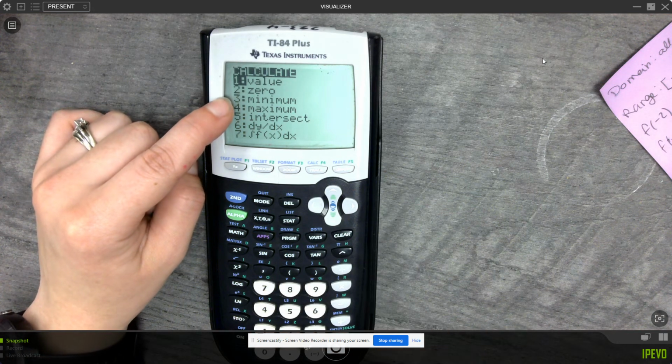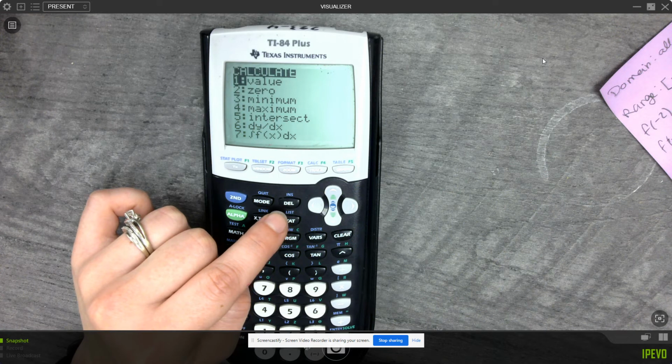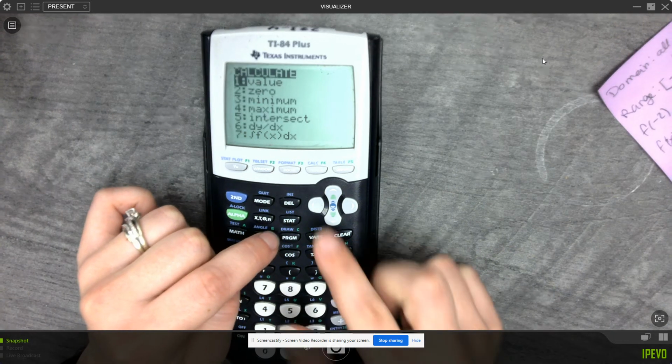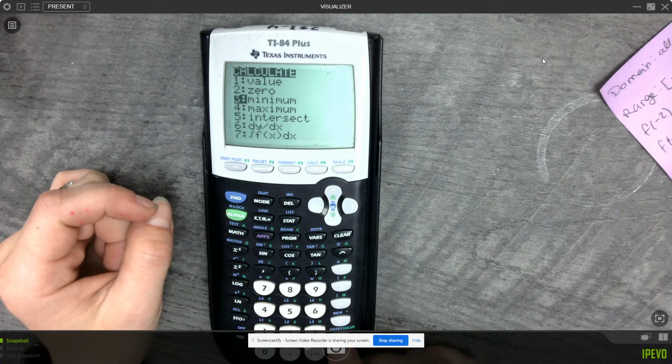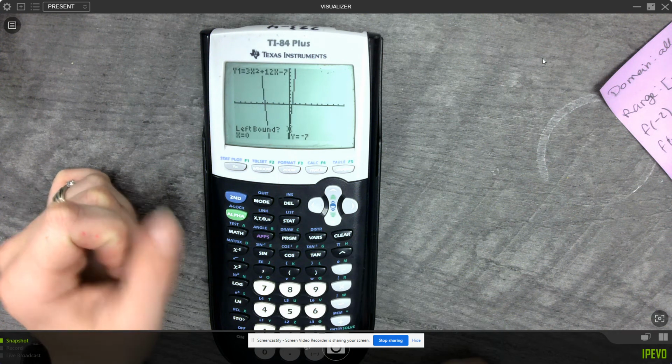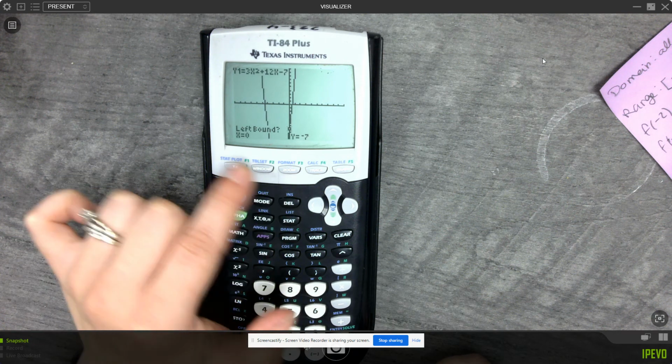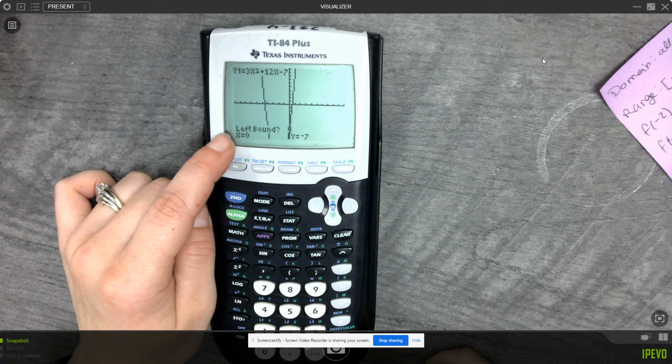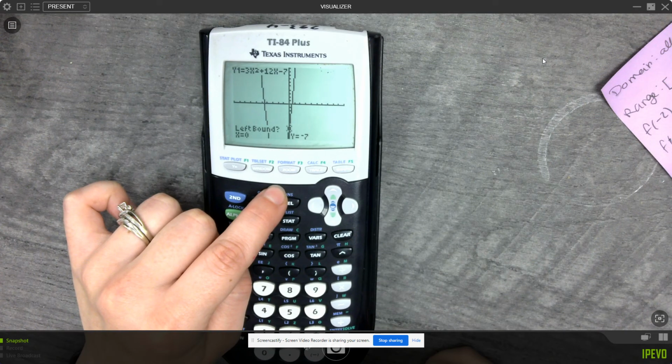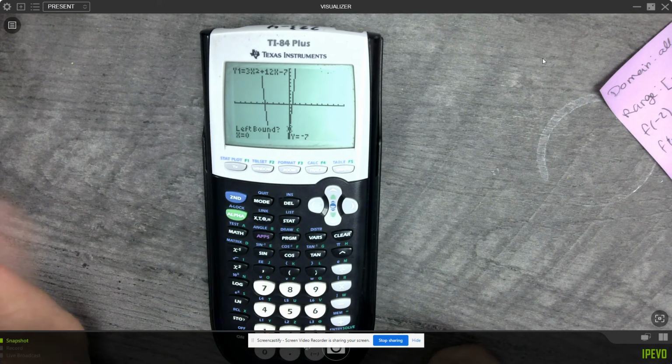Okay. The reason I need to know it was down here is because I need to know if I'm looking for a minimum or a maximum. Well, if it's down here, that's a minimum. So I'm going to go to number 3 and hit enter. I also need to know it's somewhere down here because the first question it asked me is for a left bound.